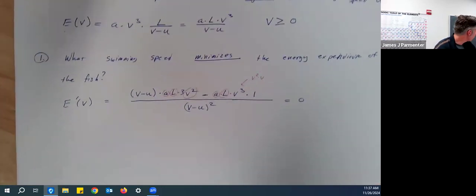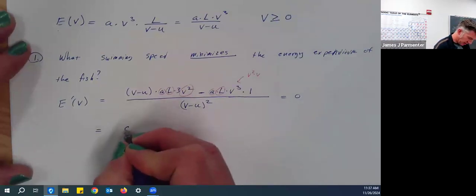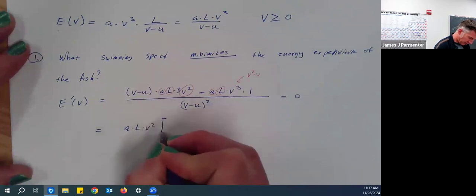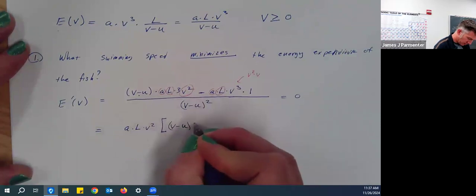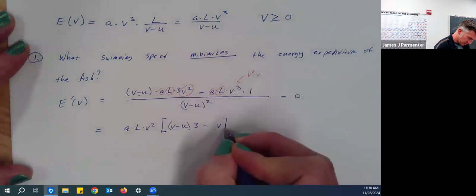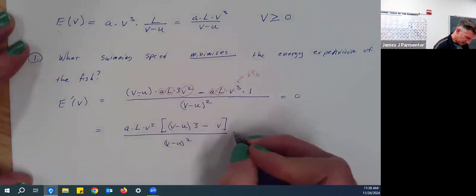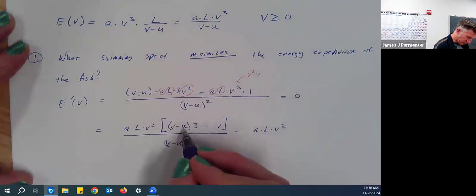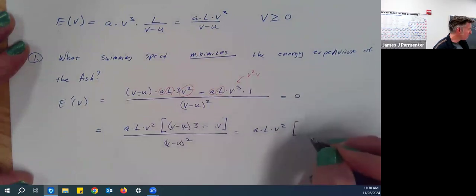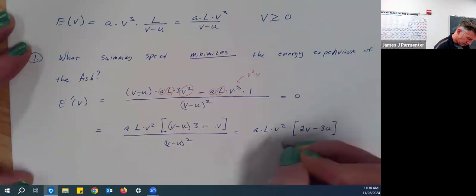Doing that, we're going to be left with, let's see here. So if I factor out an a times an L times a v squared, I'm left with still a v minus u times 3, minus a v, all over v minus u squared. Simplifying this, I get a times L times v squared. This is going to be 3v minus 3u minus v, but 3v minus v is 2v. So it's 2v minus 3u all over v minus u squared. Almost there.